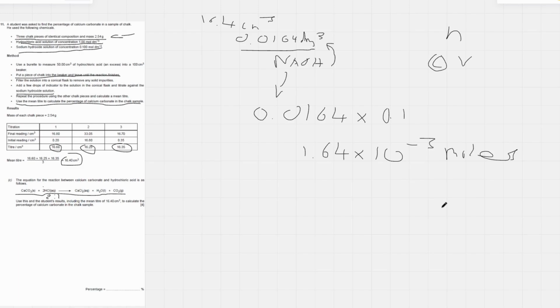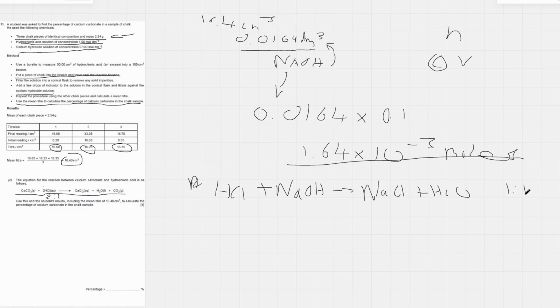of NaOH, and this means that we can now relate this to our moles left over of HCl. So HCl plus NaOH gives us NaCl plus H2O, which means this is a 1-to-1 reaction. So that means we have 1.64 times 10 to the minus 3 moles HCl, and this means that we can now relate this to our total moles of this.